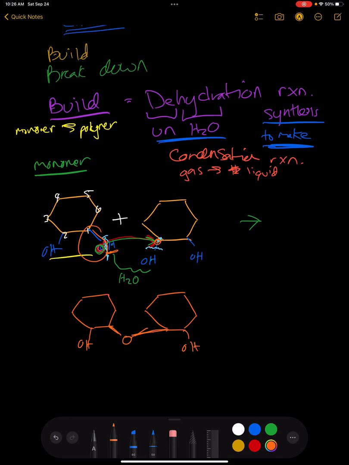So now I had two single things, I had one and I had two, and now I just built this into a big polymer, because poly means more than one unit. And as a result, because I lost this water up here, I get water as a product as well.